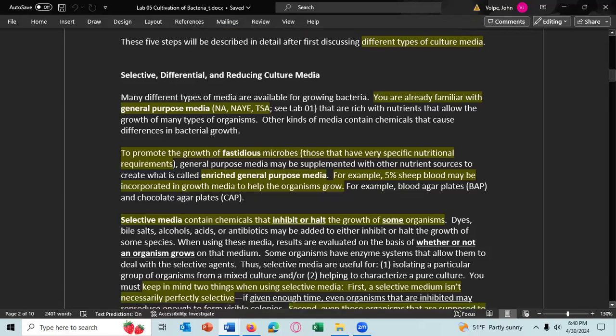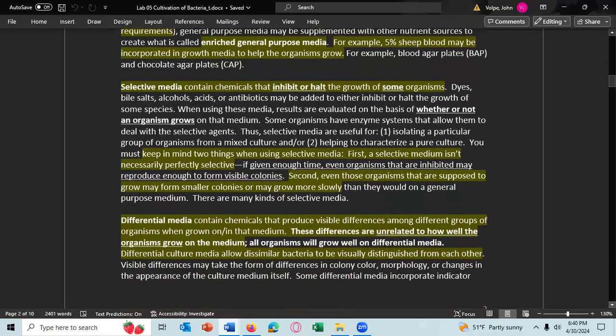And second, even those organisms that are supposed to grow on the selective media may grow smaller colonies or may grow a little slower on the selective media than it would on a general purpose media.